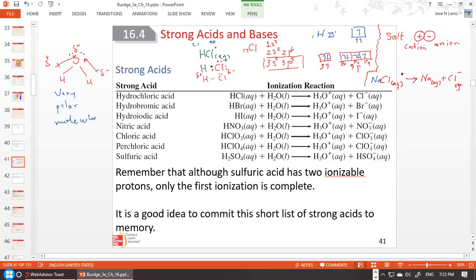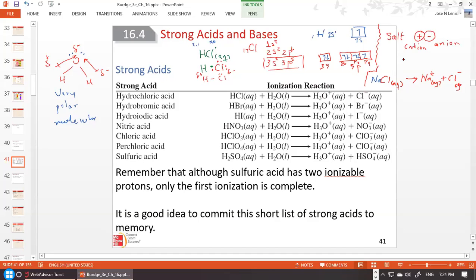In this case, we're talking about dissociation. So what is dissociation? To break down. Okay, so the sodium chloride dissociates into its ions, Na+ and Cl-, and the hydrochloric acid ionizes into hydrogen ion and chloride ion. So be careful when we use these two words, ionization and dissociation.